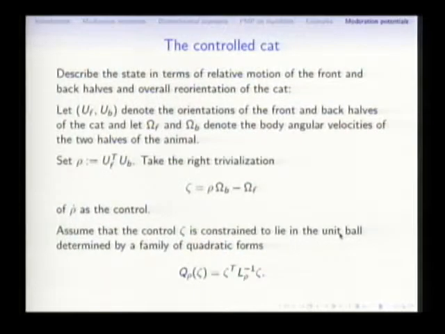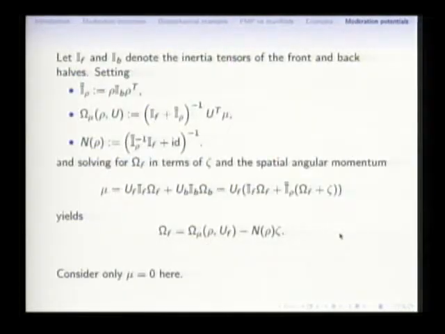Okay, and so as far as the control, that rho that I already used, apologies, is going to be the change of shape, so the difference between the orientation of the front and the back halves. We're going to use the right trivialized velocity of that rotation matrix as our control. So how is it changing its shape? And then that gives you a relationship between that value and the body angular velocity of the front and the back halves. We're going to assume again that we have some quadratic control that gives us our admissible control regions, and then a bunch of setting up.